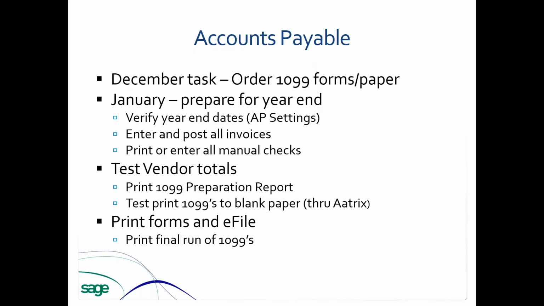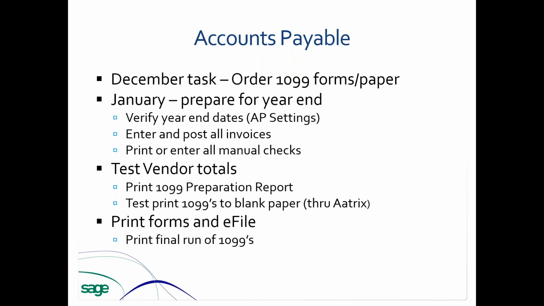All right, that brings us up to the first module that we're going to talk about today, accounts payable. So again, get your paper ordered for your 1099 forms, and then actually December and January is where you need to be getting prepared for your year end. One of the things I have listed here is to verify your year end dates in AP settings. Remember that AP is on a yearly basis. You're not closing AP month to month, you're closing it once a year.